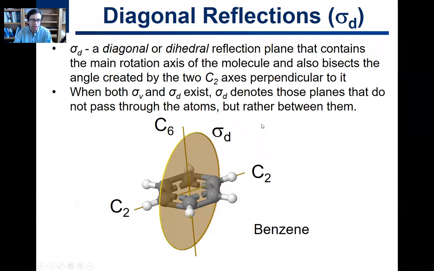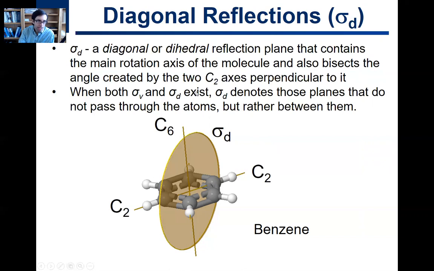Lastly, there is what's called a diagonal reflection. Diagonal and vertical reflections are very similar, but they are mathematically different, which is why we have to distinguish between them. We give this a sigma D. Some people call them dihedral reflections; I call them diagonal. It's easier for me to remember it this way. The rigorous definition, which will make more sense as we start doing problems in later chapters, is that just like a vertical mirror plane, it contains the principal rotation axis. How is it different? Rigorously, it's different because it also bisects the angle created by two C2 axes perpendicular to it.